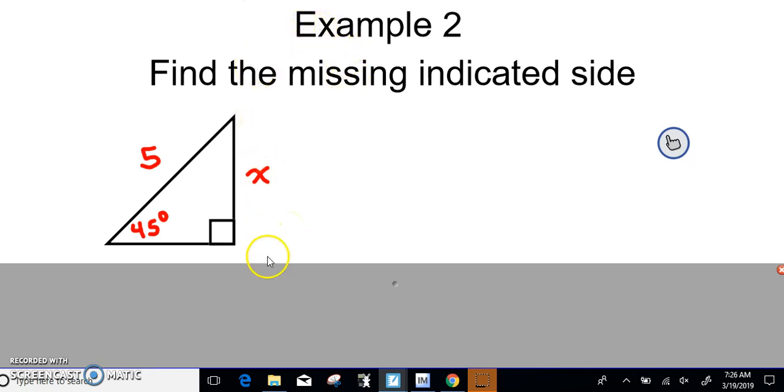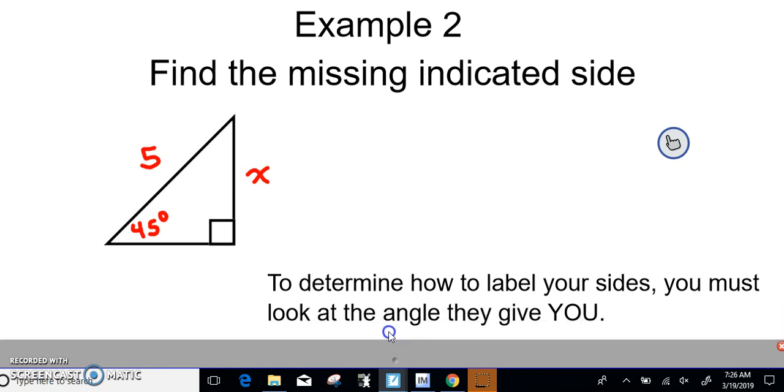Whenever we start working on these, we have to first label all of our sides so we can know whether we're using sine, cosine, or tangent. We determine how to label the sides by looking at the angle they give you. In this case, they gave us an angle right here, 45. With that, our sides must be written out.